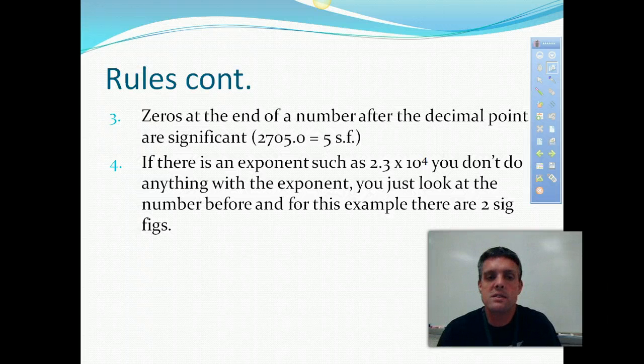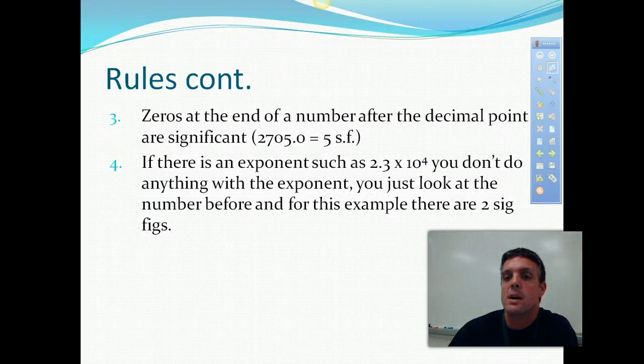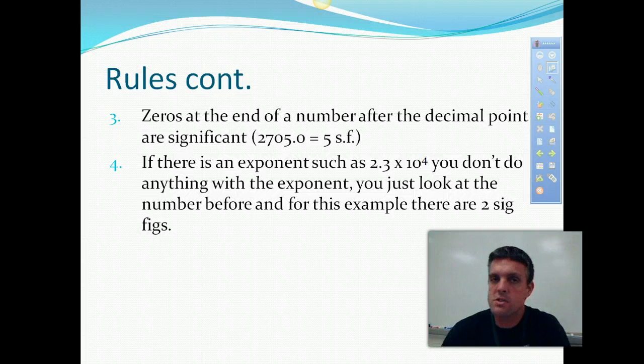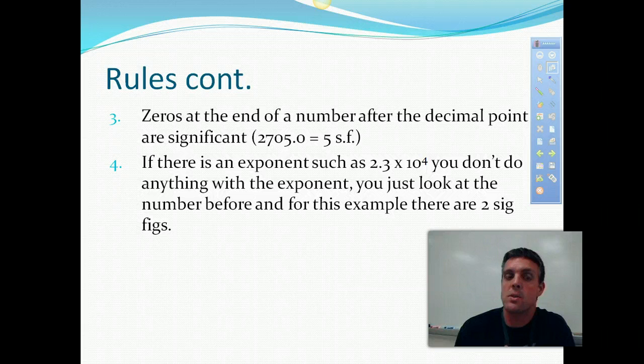Rule number 3, zeros at the end of a number after a decimal point are significant. The rule says, though, that zeros at the end of a number, if there is no decimal, then you don't count those zeros. For instance, our first number that we saw earlier, 100, only has one sig fig. You don't count the zeros at the end. But according to rule number 3, as soon as you place that decimal, now you count that 0 at the end. Those are the 3 main rules.